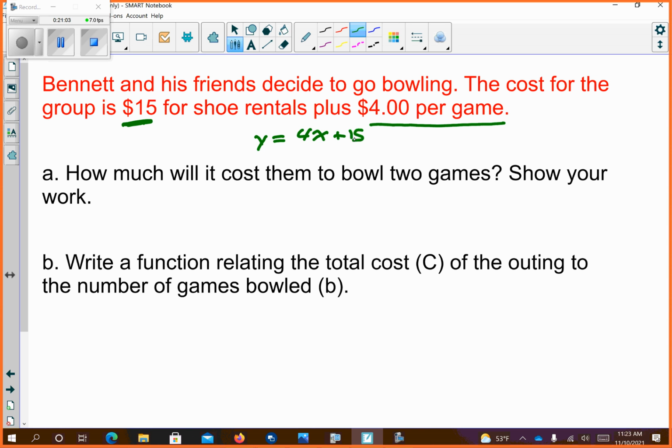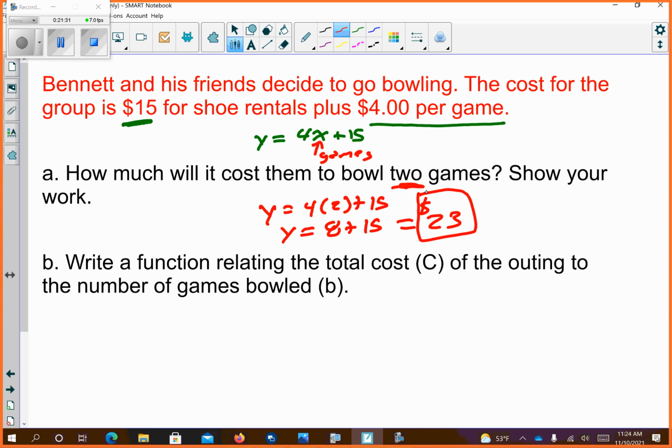Okay, so how much will it cost to bowl 2 games? Well, this is going to refer to games. So y equals 4 times 2 plus 15. So that's 4 times 2 is 8 plus 15. Looks like it's going to cost us $23 if Bennett and his friends decide to bowl.